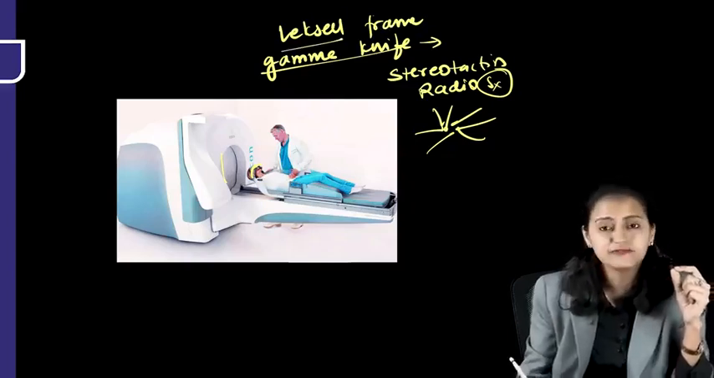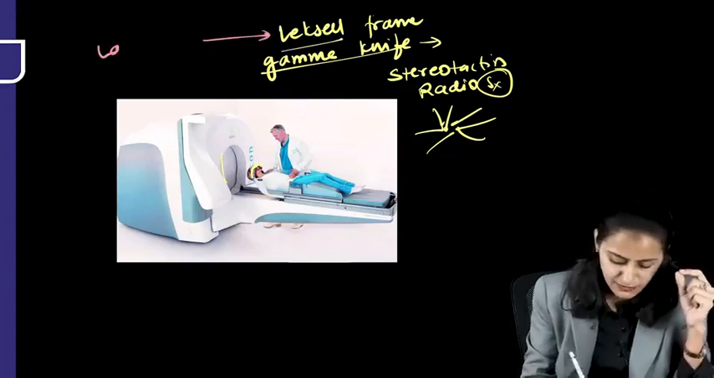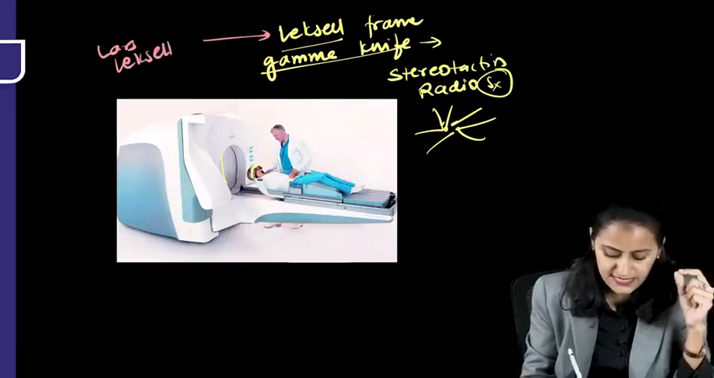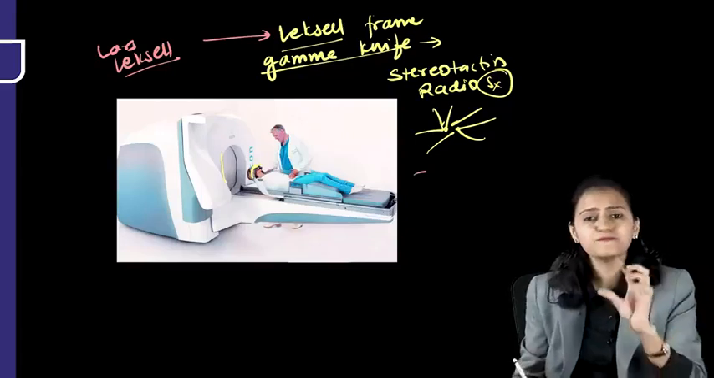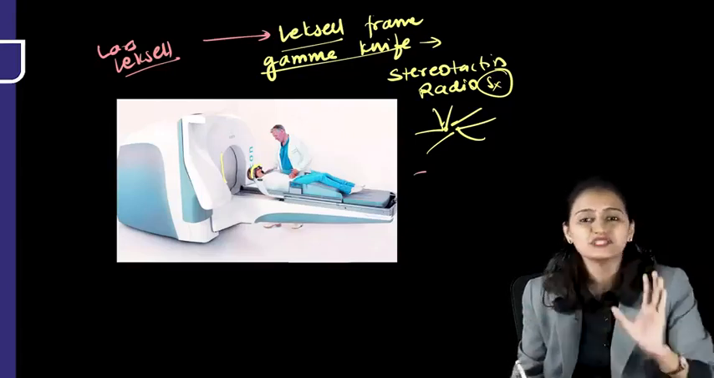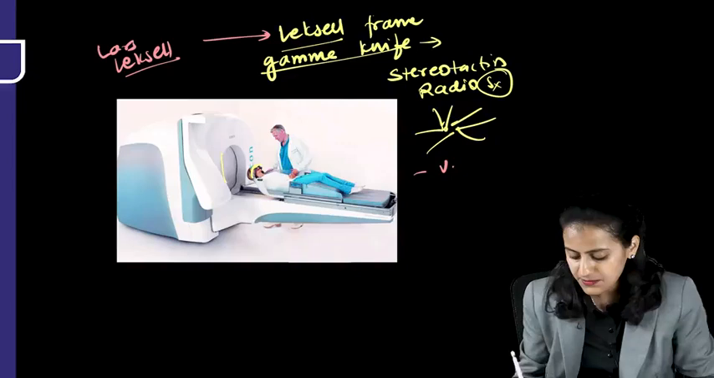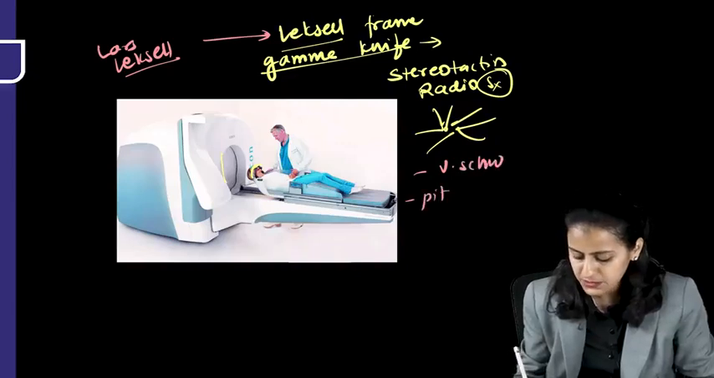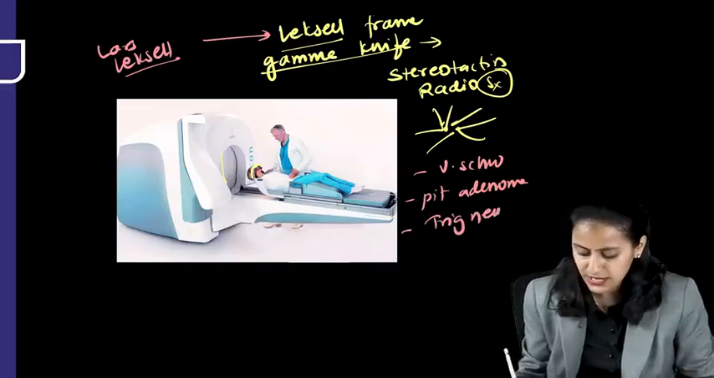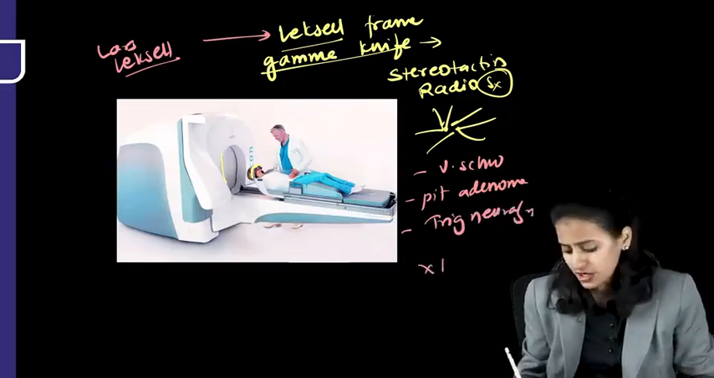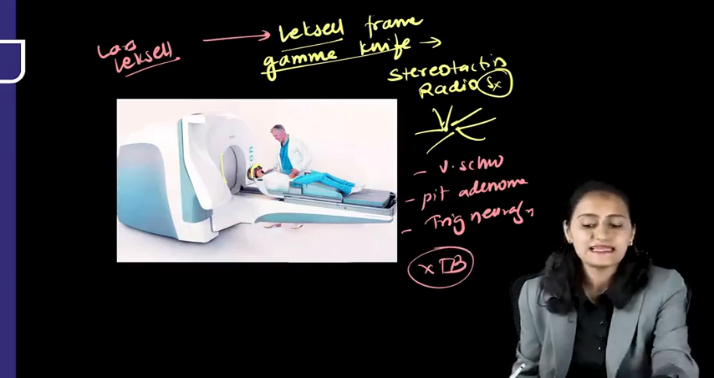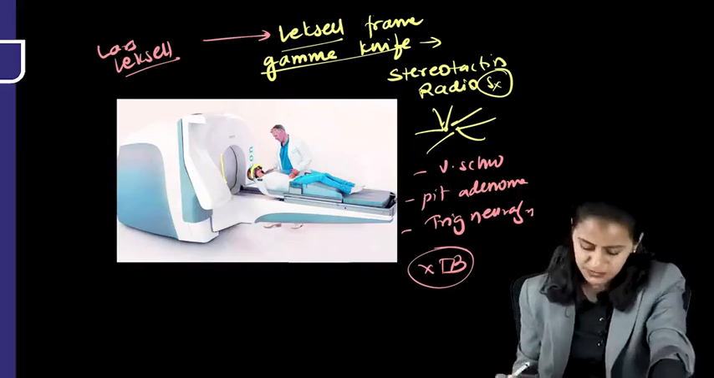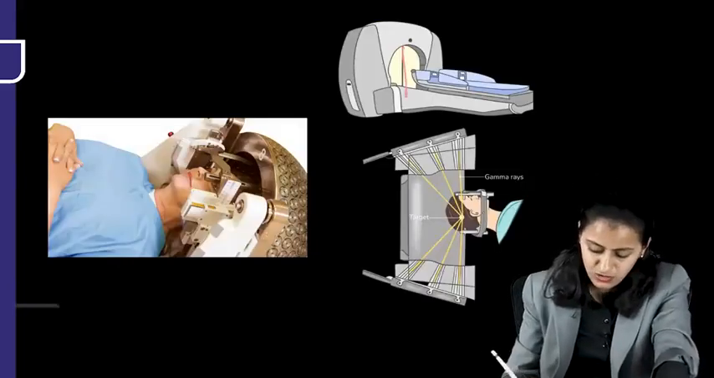Why is it called Leksell frame? Because the gamma knife was invented by Lars Leksell, neurosurgeon Lars Leksell. What is this gamma knife used for? Small inaccessible lesions in the brain like vestibular schwannoma, like pituitary microadenoma, commonly used for trigeminal neuralgia. Remember, this is not used for TB. For TB, we will have the ATT, the anti-tubercular treatment is what we would be using. So this is another image of the gamma knife.